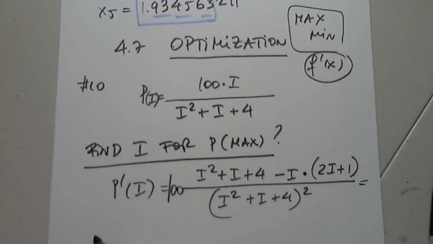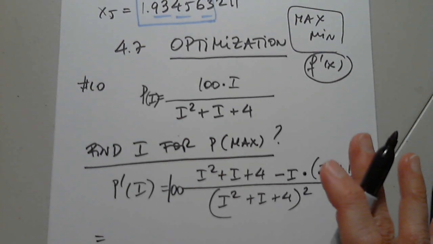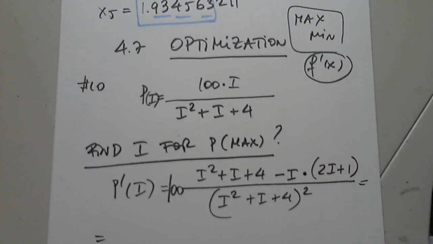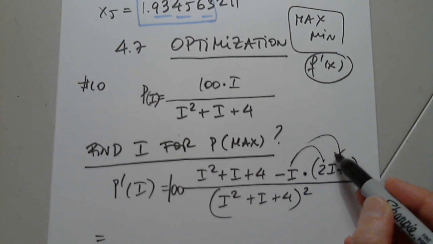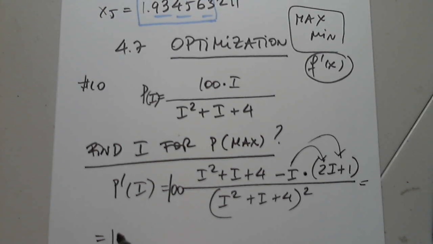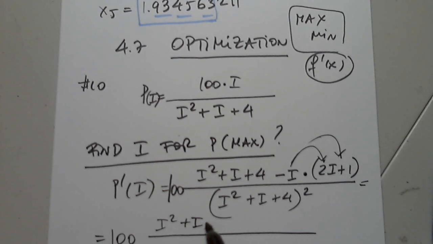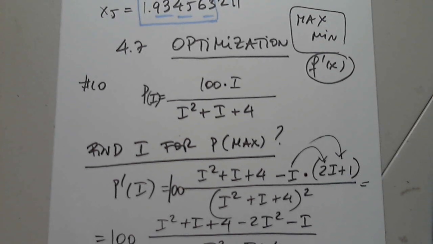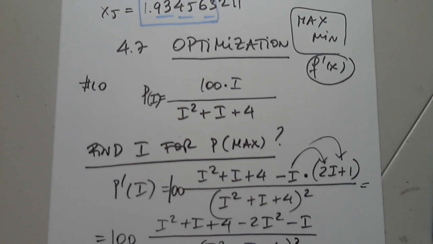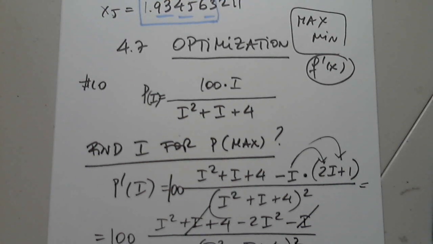So here I always say don't simplify, don't distribute, factor, but there's nothing I can do here. I have to distribute to these two terms. So I have 100 times I squared plus I plus 4, minus 2I squared and minus I, divided by I squared plus I plus 4 squared. The negative I with the positive I go away.